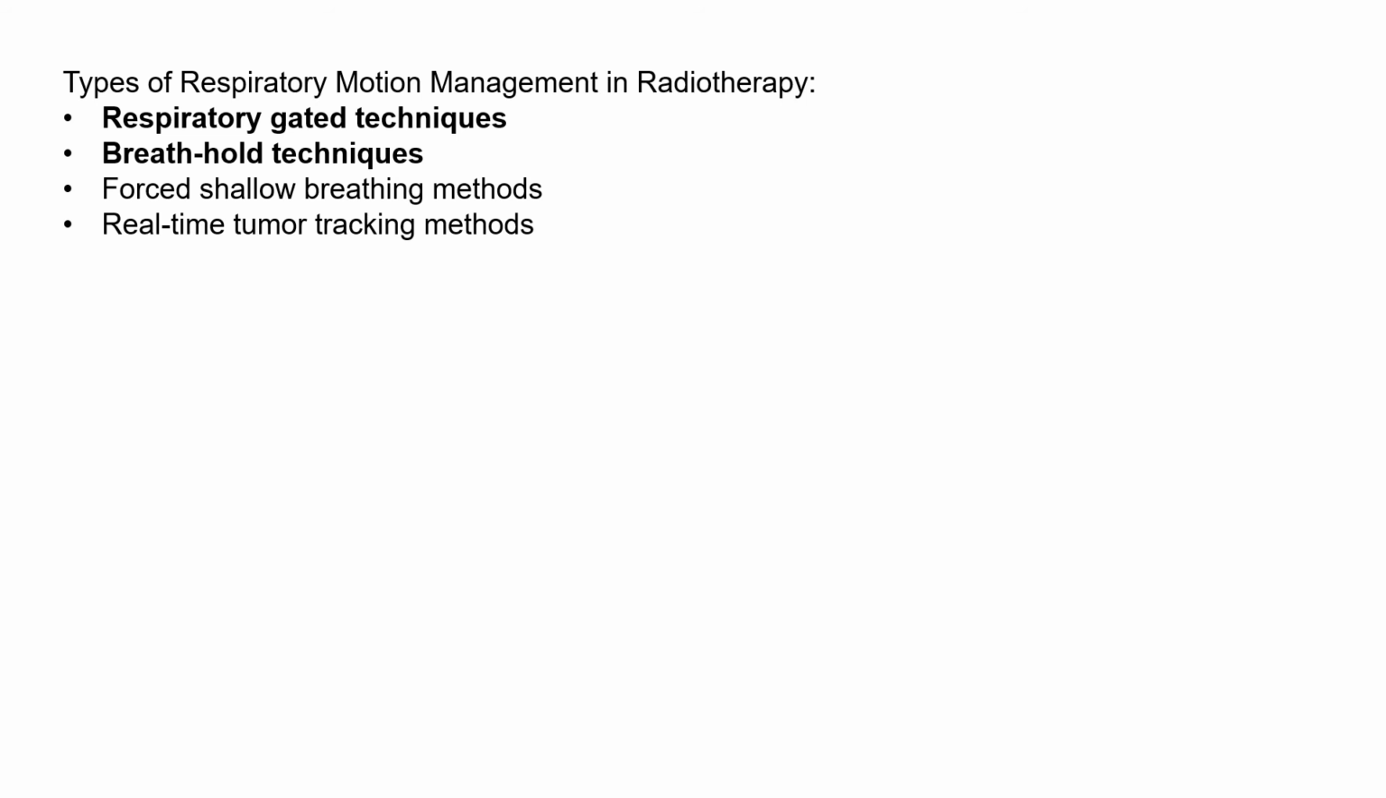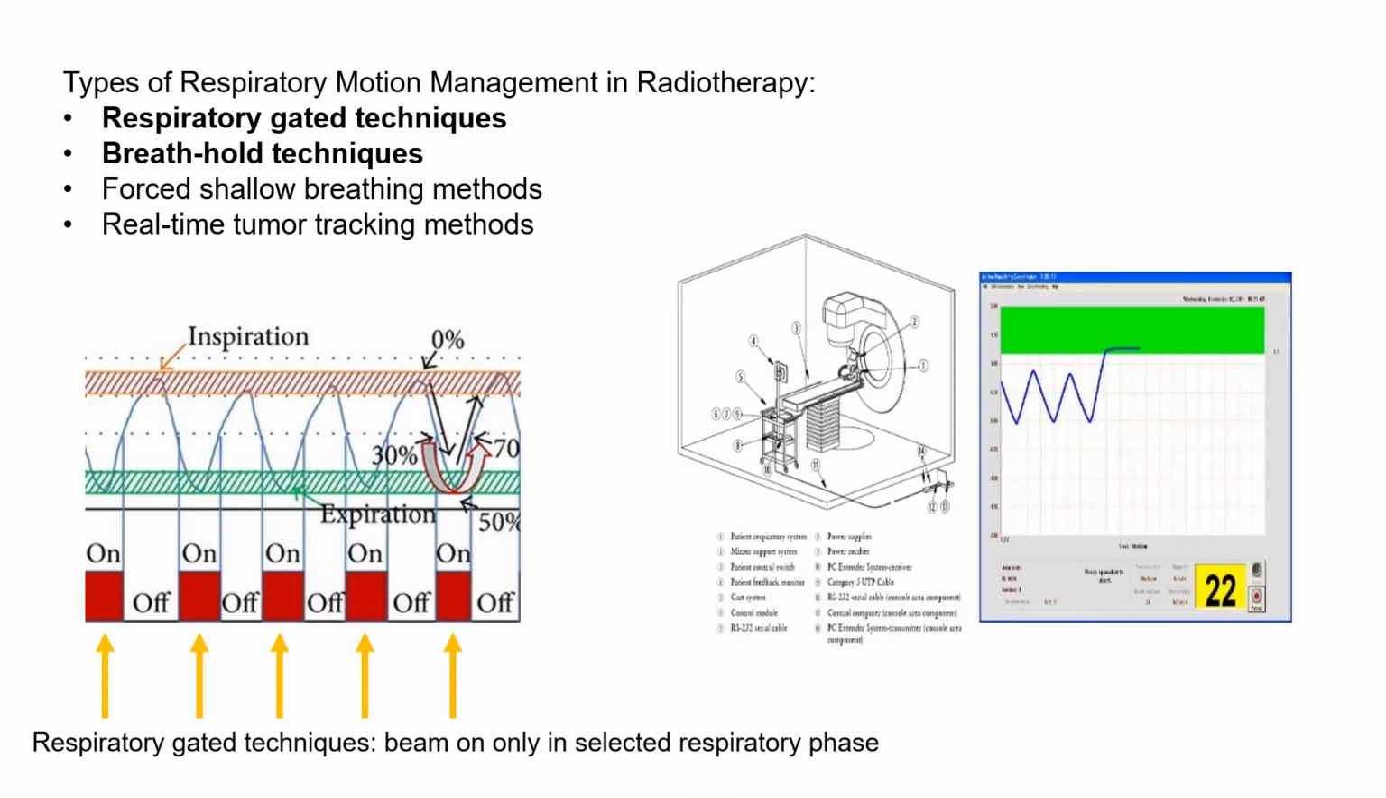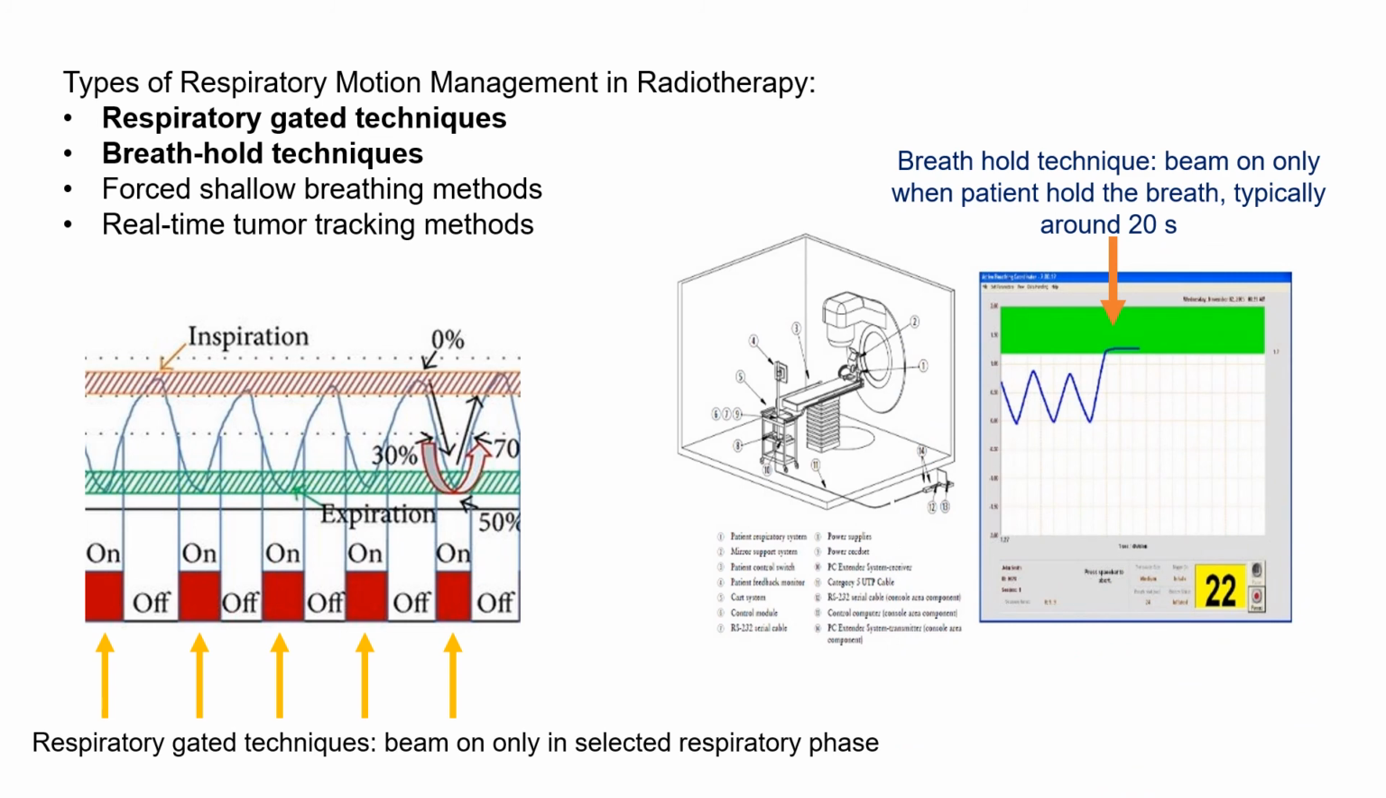The 2 most commonly used techniques are the gating system, being on and off, aligned with inspiration and expiration. The radiation will be on while the patient is exhaling deeply. The breath hold technique is where the radiation will be on when the patient is holding his breath, typically around 20 seconds.